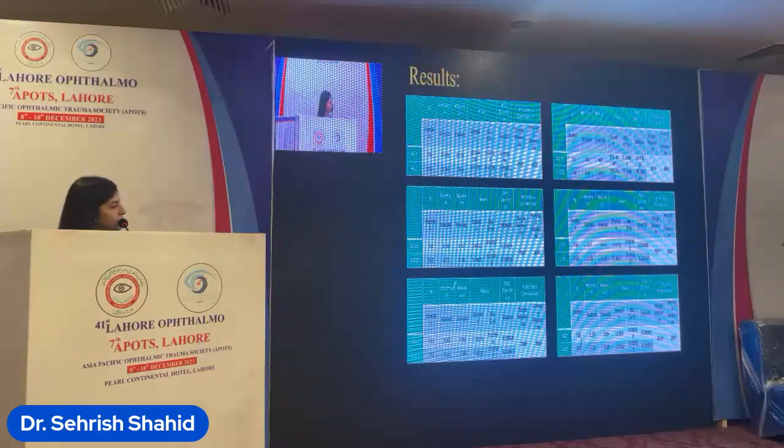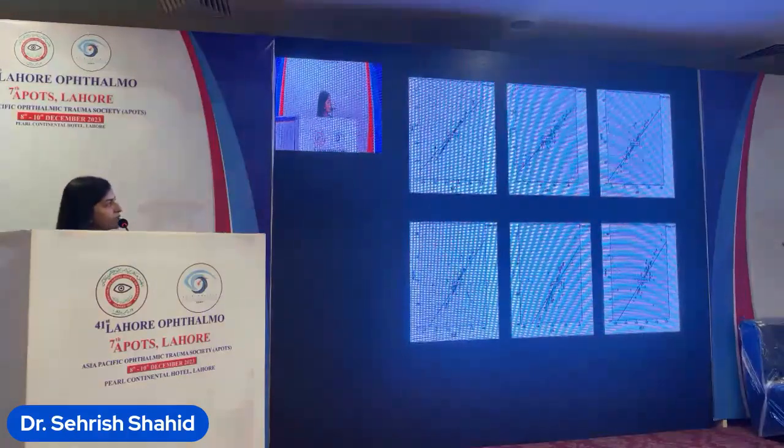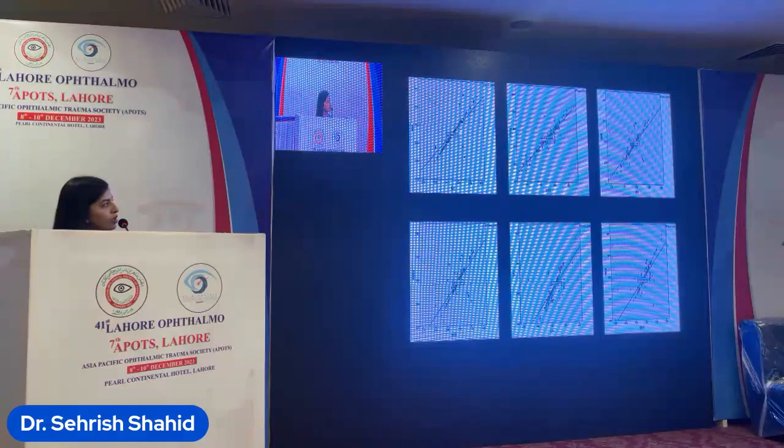Here, all the parameters are discussed. This is the graphical presentation, and you can see all these parameters of observer 1 and observer 2 were falling within the same range, with just very few exceptions among the patients.